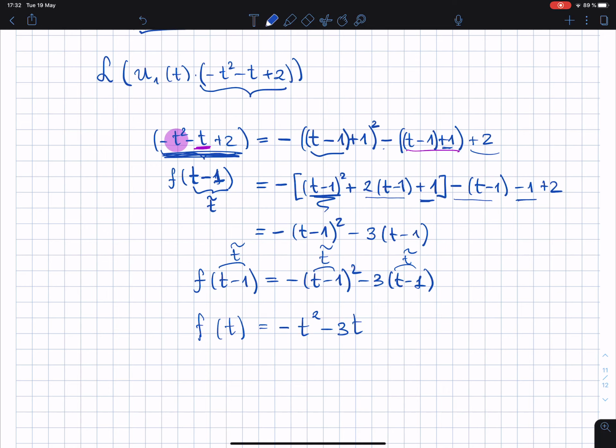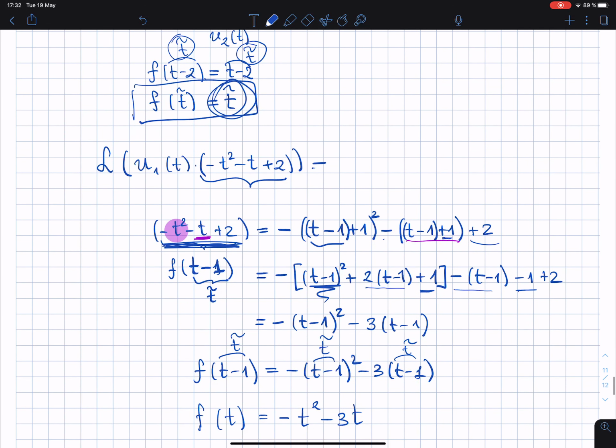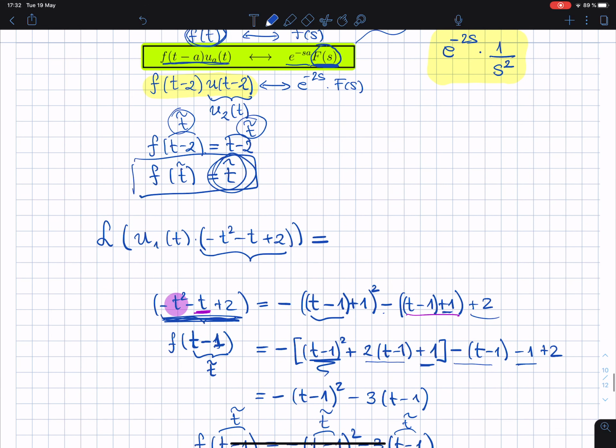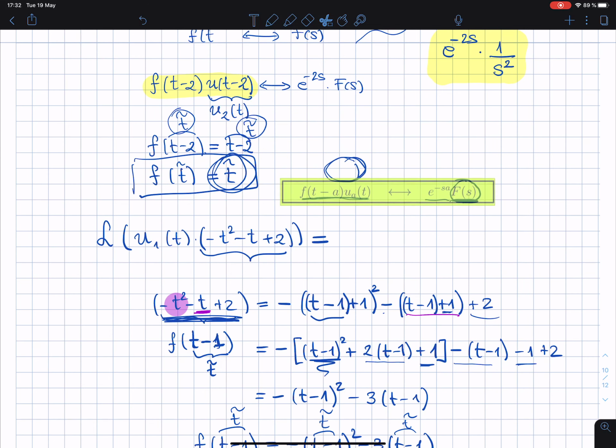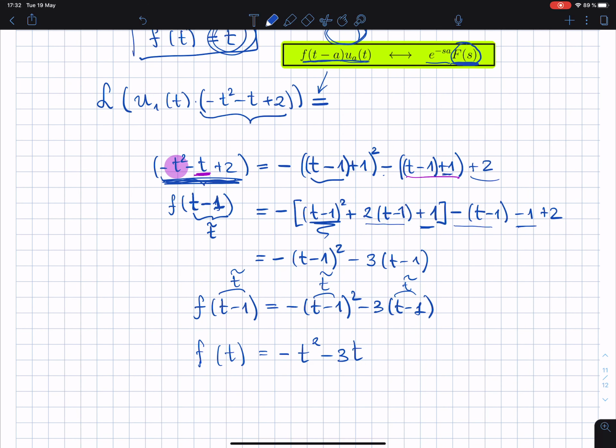So now it's going to be pretty easy to apply here this property. Okay, so now we will apply here this property. Now, who is f of t minus a? This is f of t minus 1. This is u of t minus 1, which you can also call u1t, okay? It's already written here, u1t.